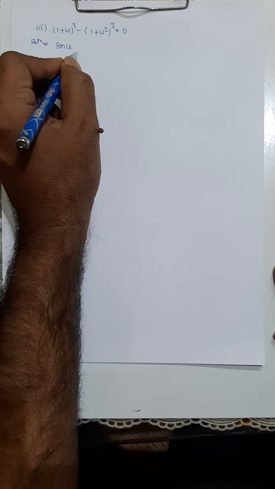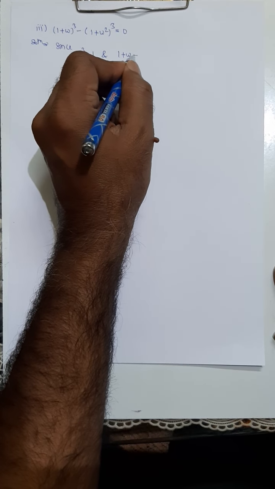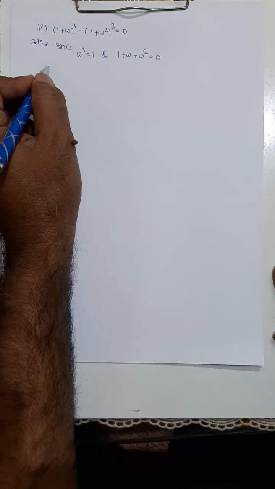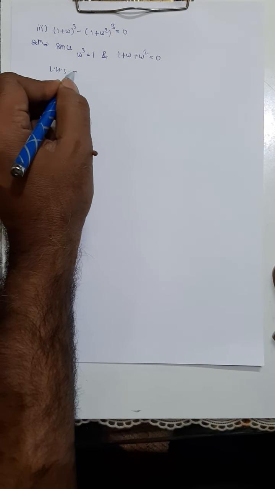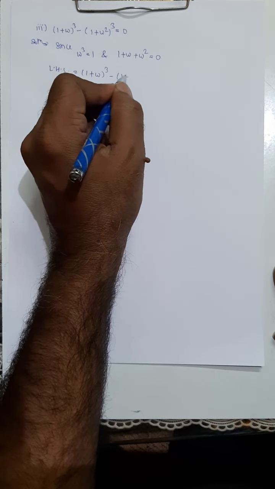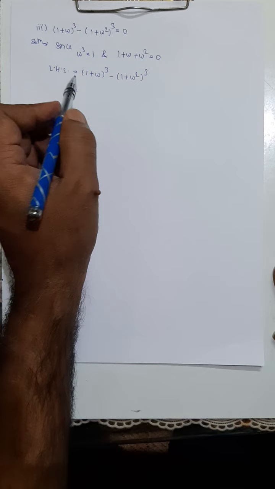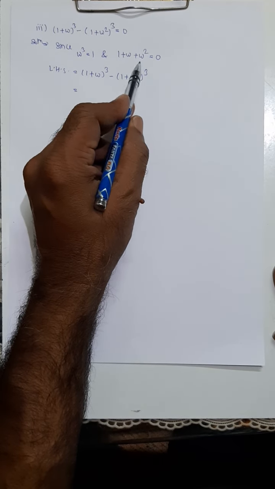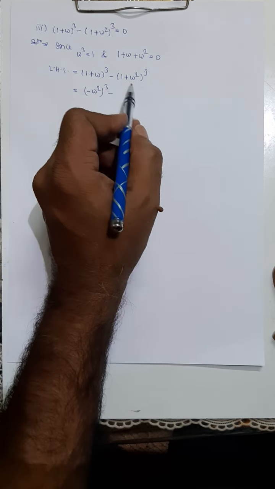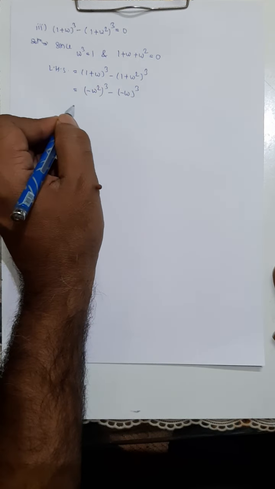Since omega is a complex cube root of unity, we can take omega cube is equal to 1, and 1 plus omega square is equal to 0. Now take LHS, that is (1 plus omega) whole cube minus (1 plus omega square) whole cube. From this equation, the value of 1 plus omega is minus omega square, whole cube, minus 1 plus omega square, nothing but minus omega, and its cube.